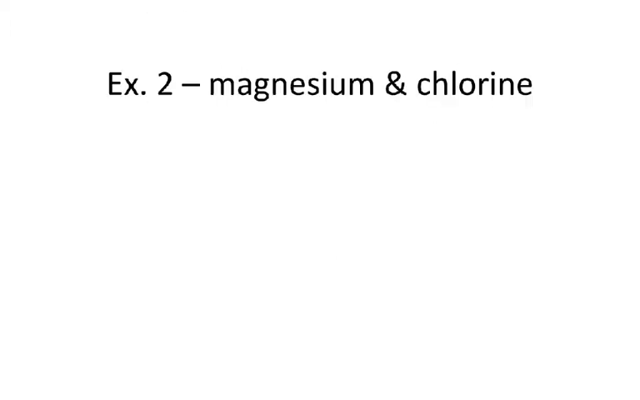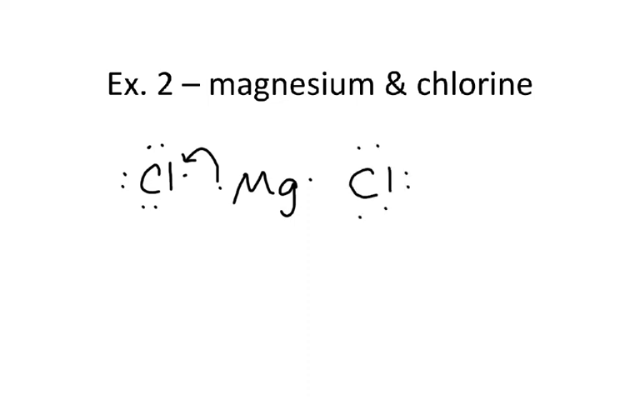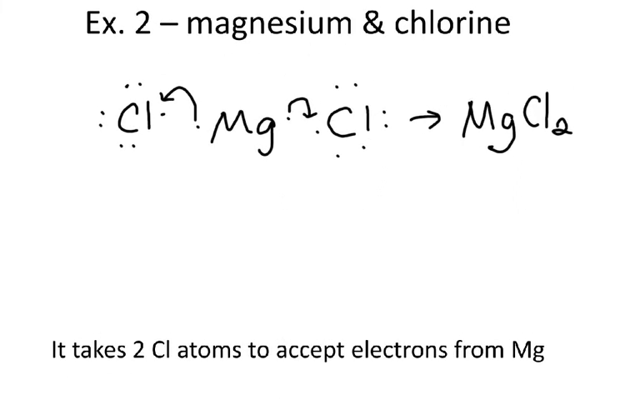Next, let's look at magnesium and chlorine. Now, magnesium has 2 valence electrons. So along comes a chlorine atom. Now remember, chlorine only wants one of them, so it takes that one. But then this other magnesium electron is like, excuse me, I still need to get rid of my electron here. So then another chlorine atom comes along and says, oh, I'll take that off your hands. And when they do that, they form a compound, and it's MgCl2. So it takes 2 chlorine atoms to accept electrons from magnesium, because it has 2 to give away, and as I said, chlorine only wants 1.